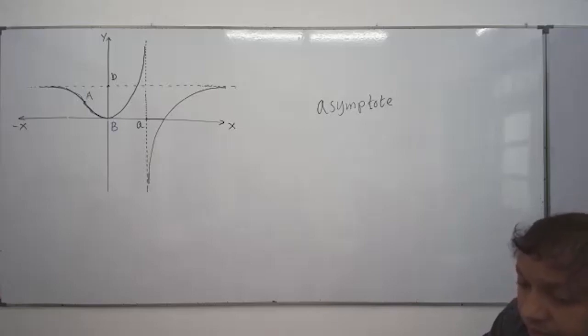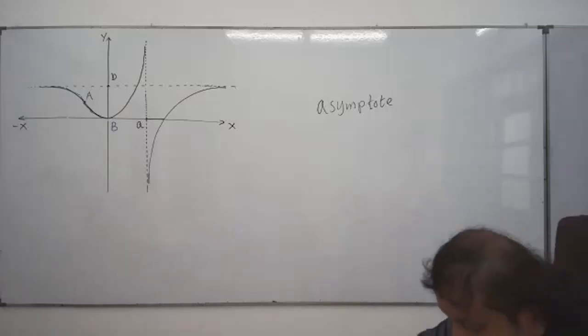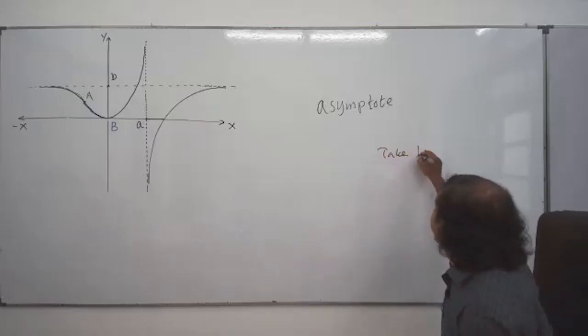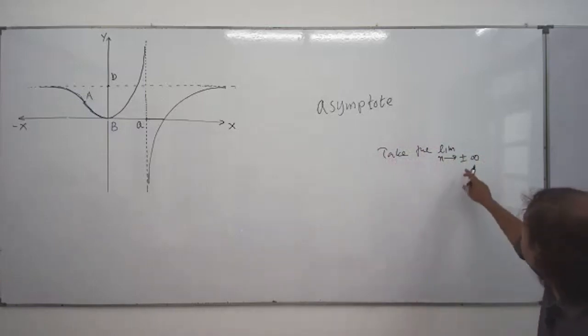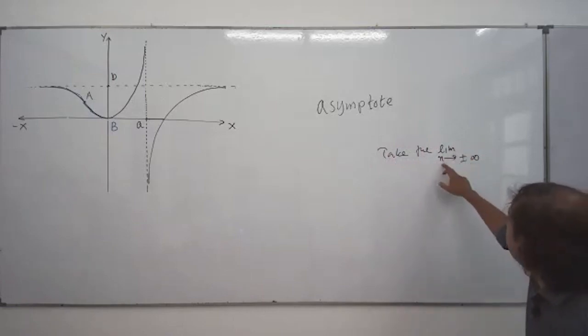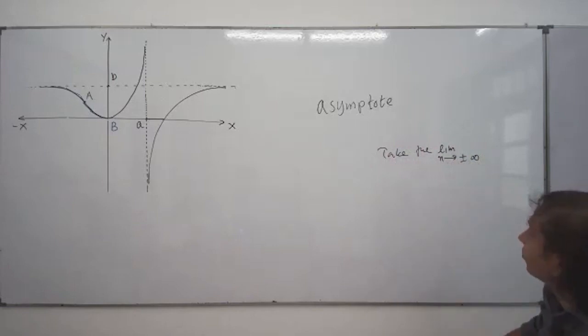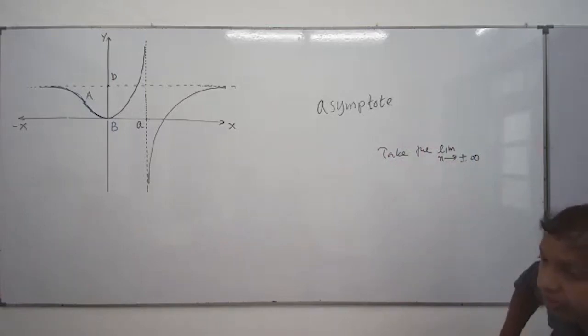Write down, to find the y value of the horizontal asymptote, take the limit as x approaches plus or minus infinity, on the right hand side, of the function of the graph.